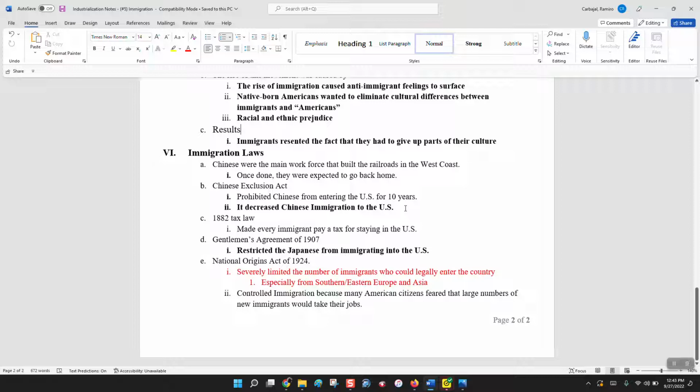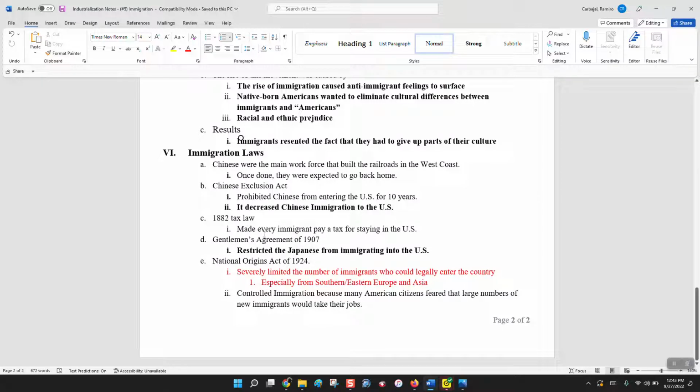Now, this only meant for workers who were low class workers. If you were a doctor or a lawyer, they still allowed you to come. Just low class workers, the poorest of the poor. We don't want you here for 10 years. They passed a law that said in 1882 that if you're an immigrant working in the US, you must pay an extra tax. Why? Simply because you're an immigrant. That's it. They showed how angry they were with them and how they didn't want them here anymore.